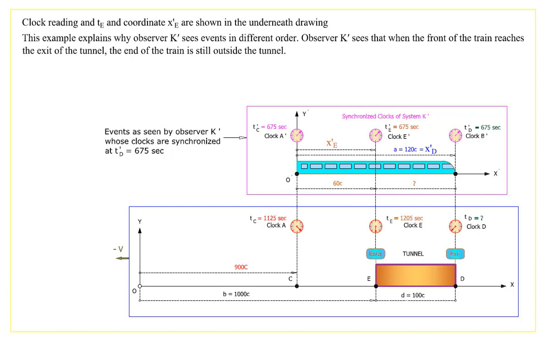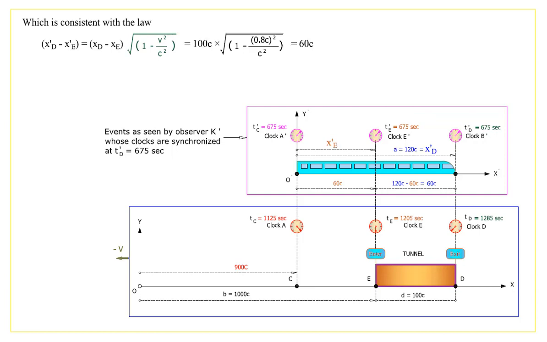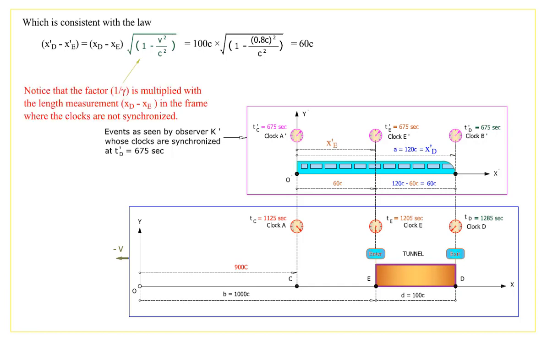This example explains why observer K' sees events in different order. Observer K' sees that when the front of the train reaches the exit of the tunnel, the end of the train is still outside the tunnel. The length of the tunnel as measured by K', x'd minus x'E, equals 120c minus 60c equals 60c, which is consistent with the law of length contraction. Delta x prime equals delta x times 1 over gamma. Notice that the factor 1 over gamma is multiplied with the length measurement delta x in the frame where the clocks are not synchronized.